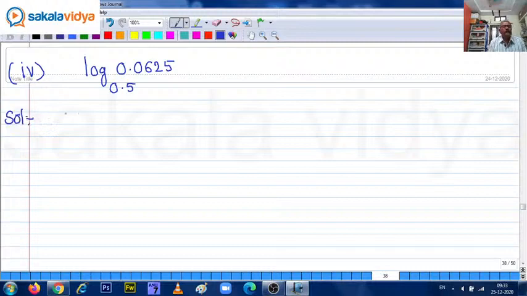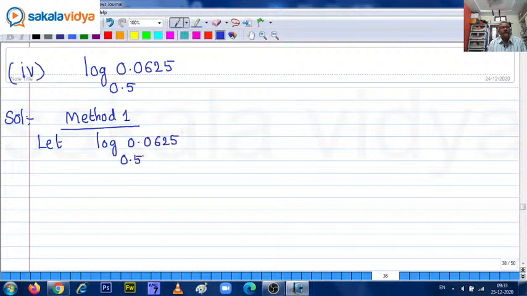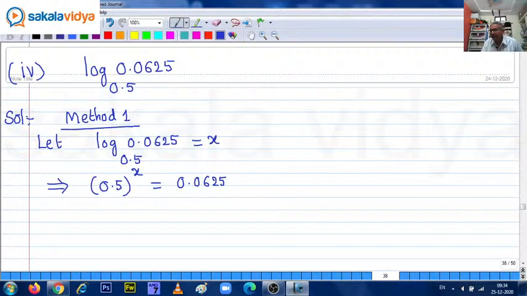Solution. Method 1. Let log of 0.0625 to the base 0.5 be equal to x. So this we can write as 0.5 all to the power of x is equal to 0.0625. That means the right hand side we need to express as a power of 0.5.